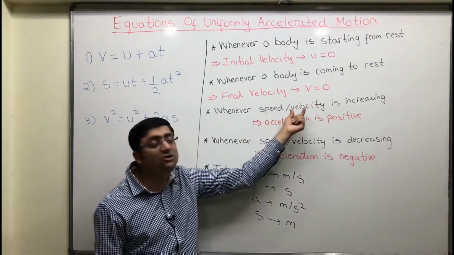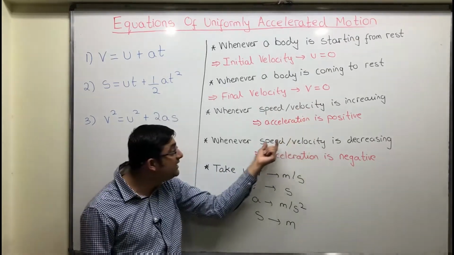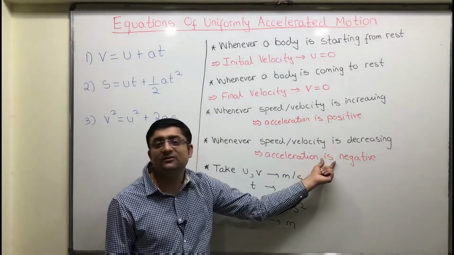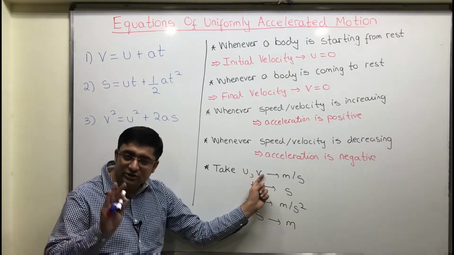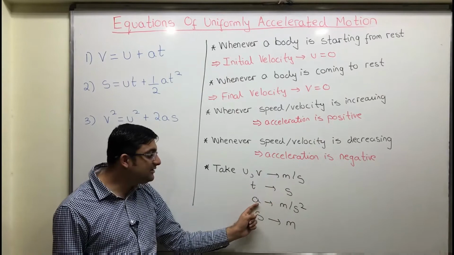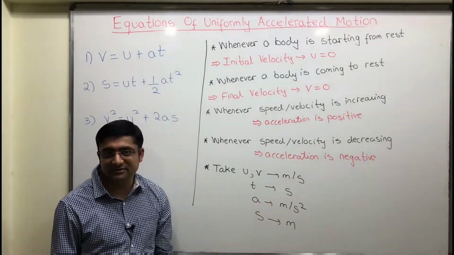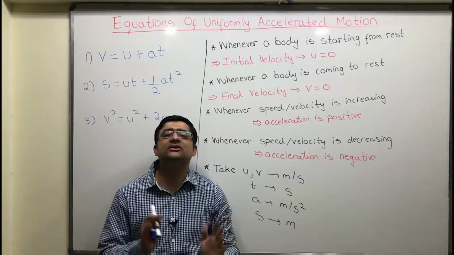Next, whenever speed or velocity is increasing, that means you have to take acceleration as positive, and whenever speed or velocity of a body is decreasing, we'll take acceleration as negative. Next, initial and final velocity, generally take it in meter per second, take time in second, acceleration in meter per second square, and distance or displacement in meters. So these are the things you have to keep in mind. If you keep these things in mind, it is super simple.